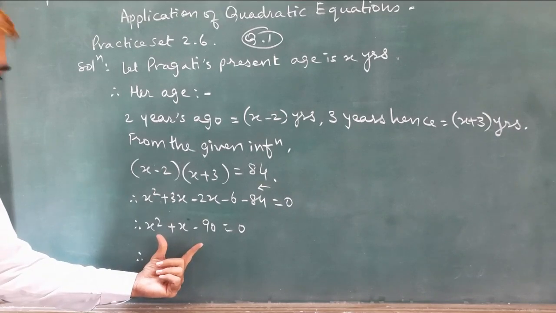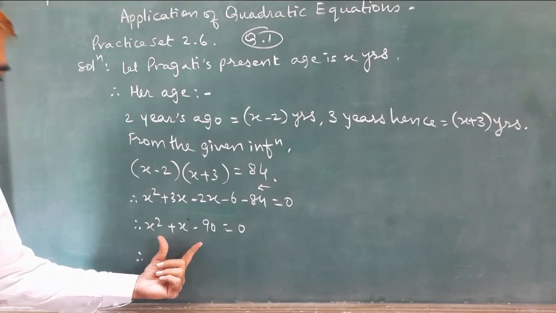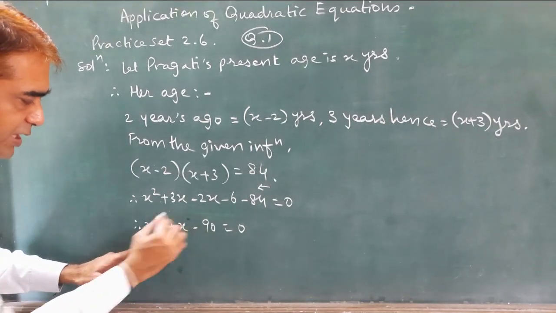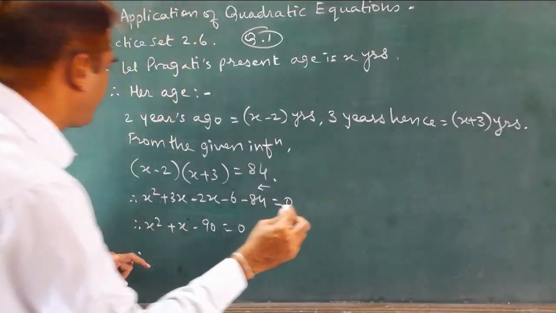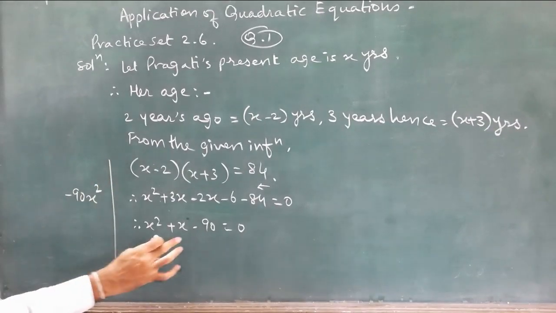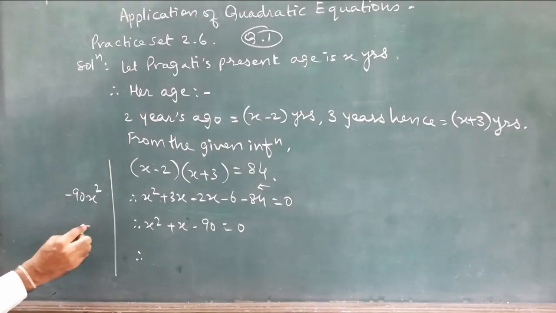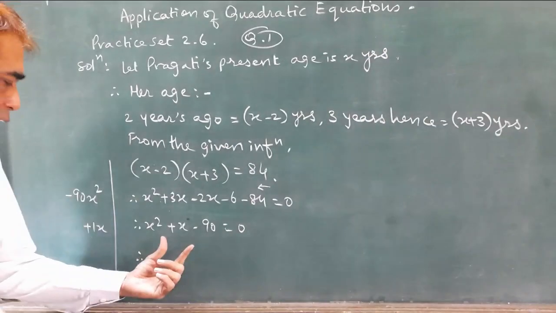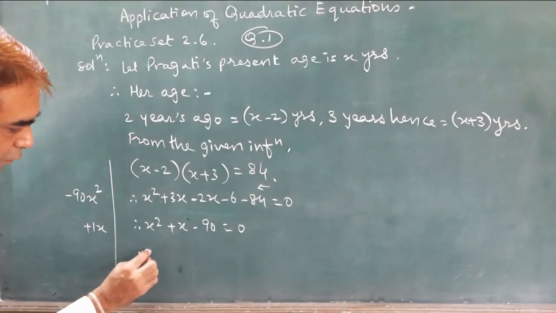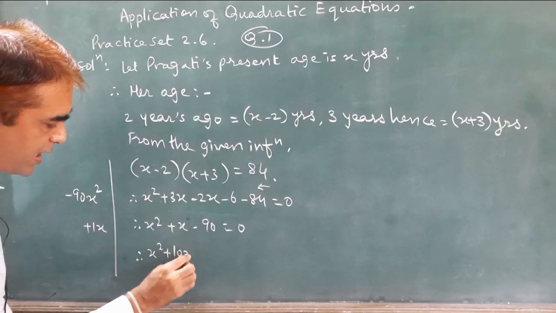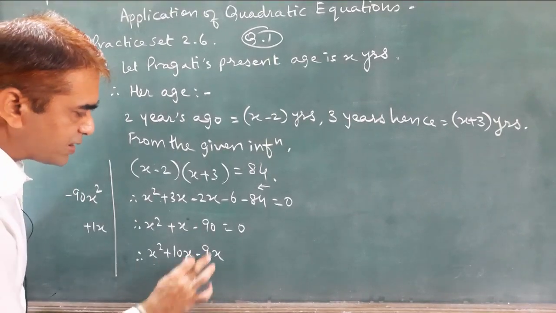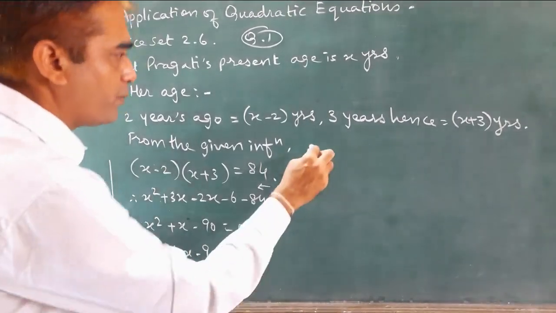Now we will solve this equation by factorization method. So we need two factors whose product is negative 90 x square, and because the product is negative, the difference should be positive 1x. Difference 1 and product 90. The two numbers are 10 and 9. Therefore x square plus 10x minus 9x, we have divided this middle term into two terms, minus 90 equals 0.